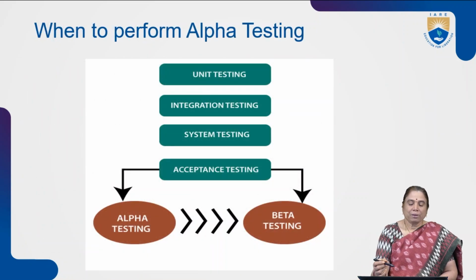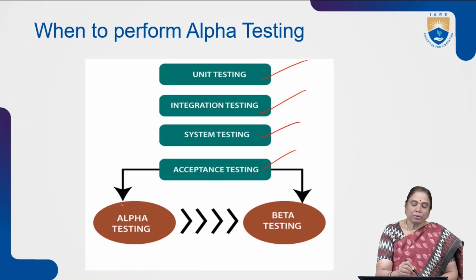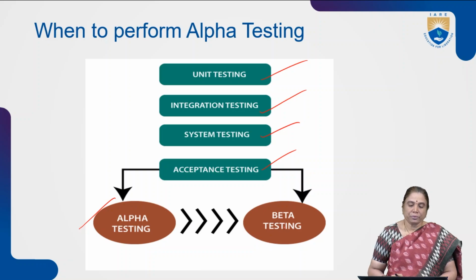So the levels of testing: unit testing, after that integration testing, after that system testing, and next acceptance testing. In acceptance testing, there are two varieties, alpha testing and beta testing. Alpha testing is performed within the company in the presence of the user to validate the functionality of the application before moving the system to beta testing.